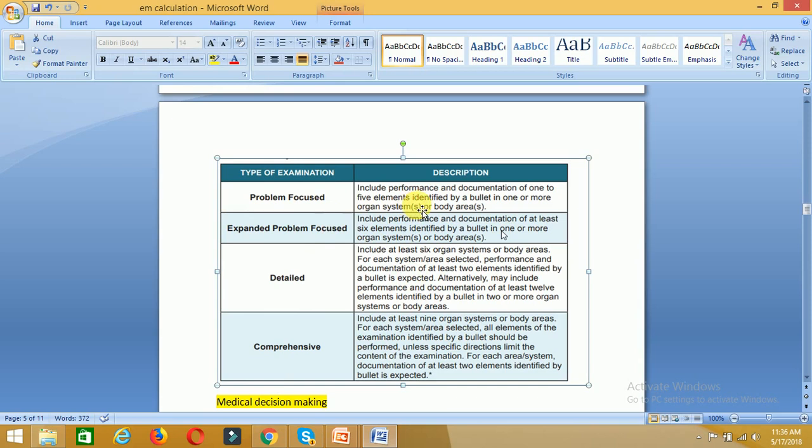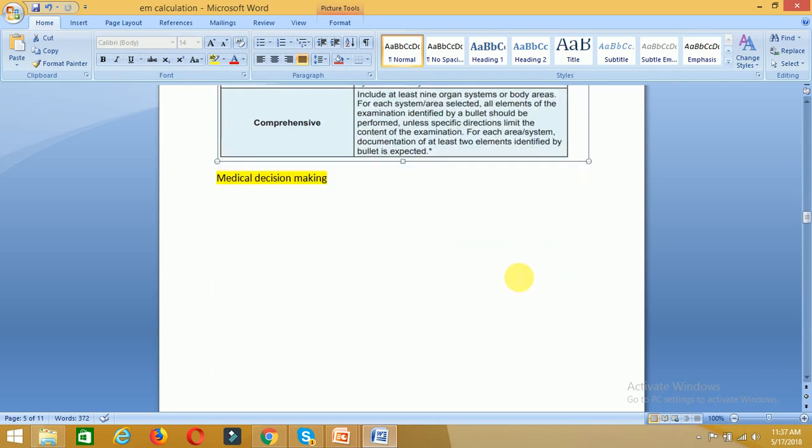See, in problem focused, 1 to 5. For expanded problem focused at least 6, here also at least 6, and here 9 or more. So 9 means I cannot take comprehensive. Because we have 7 systems in the report, and in expanded problem focused and detailed we have both 6. As I got detailed history, I am considering this one also as detailed. As I have 7 systems, we cannot take 9 and we can take the lesser one, that is 6 organ systems. So my physical examination will be detailed. Detailed history I got, detailed physical examination I got.